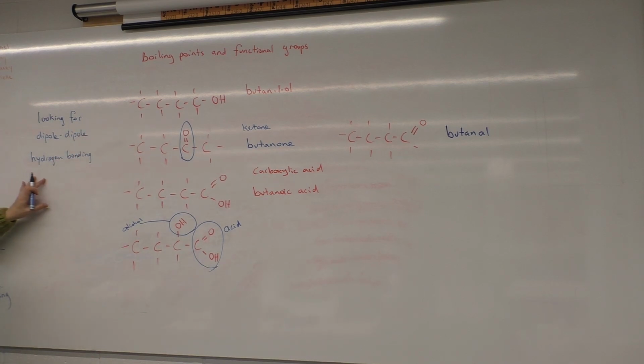Okay, so, but let's just look to see where are those sites where the dipole exists and where are the sites where we've got hydrogen bonding. So in our first molecule, our butanol, what have we got? What can we have? We can have hydrogen bonding. Why can we have hydrogen bonding?